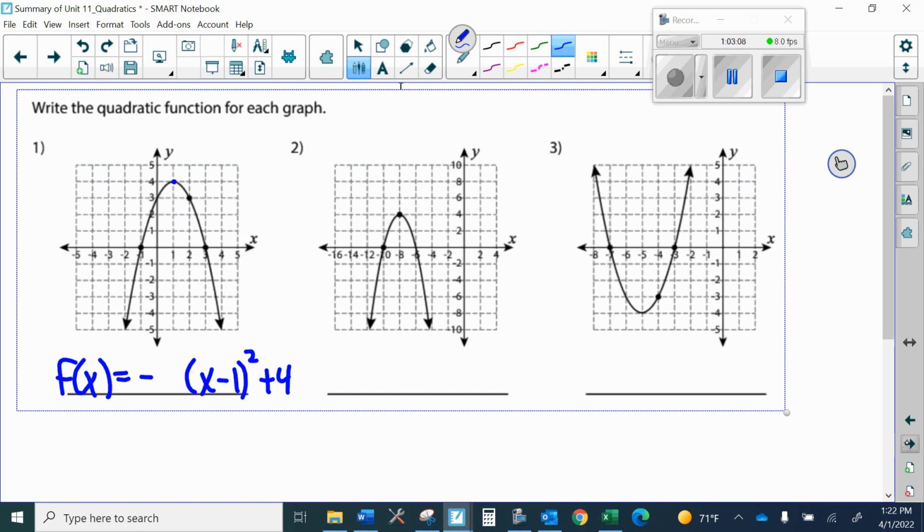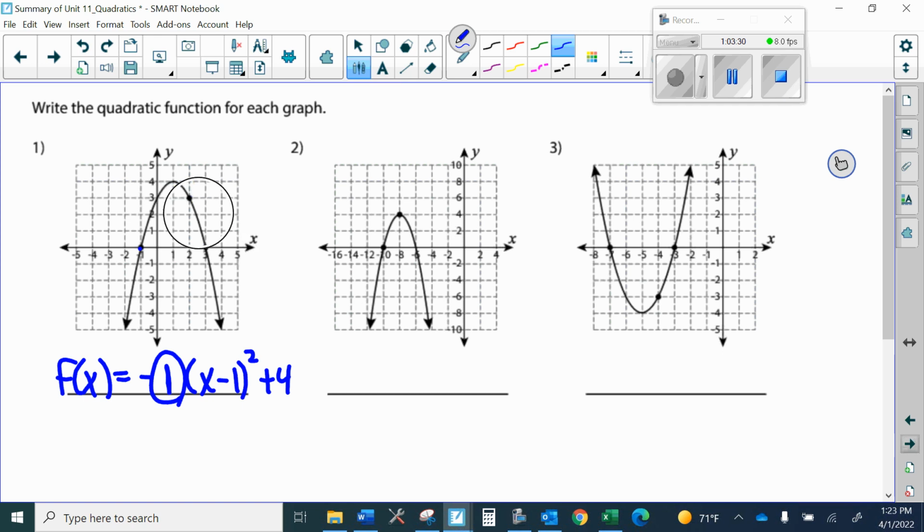Now, how do I know what A is? A is the one I got to figure out here. Well, I went right 1, down 1. If I'm going right 1, down 1, that's just a 1. Okay. So I know that right there. Write another one and be down 3 more right there. Okay. And then if you want to, you could test the point. You could put in 3 into here and you get 0, or -1 in there and you get 0.